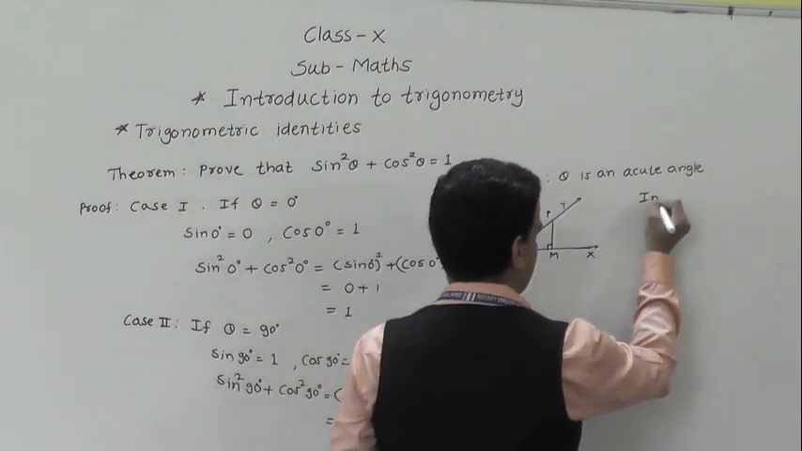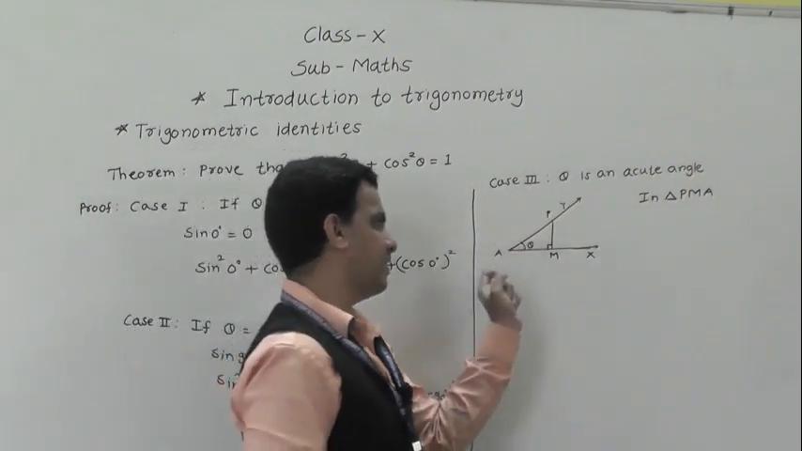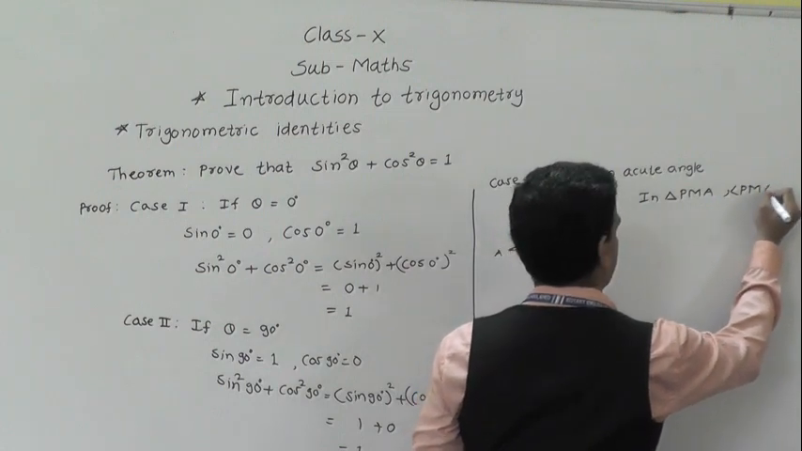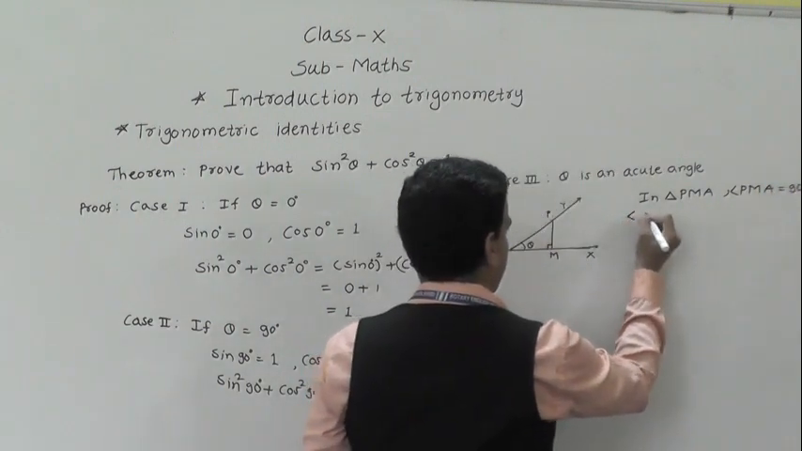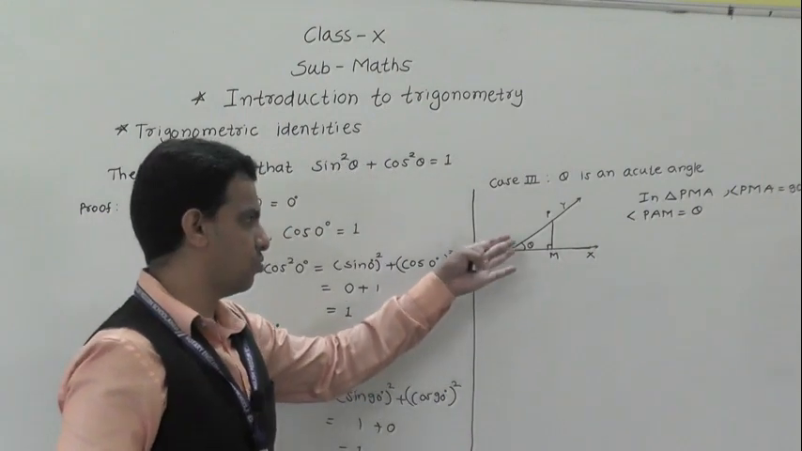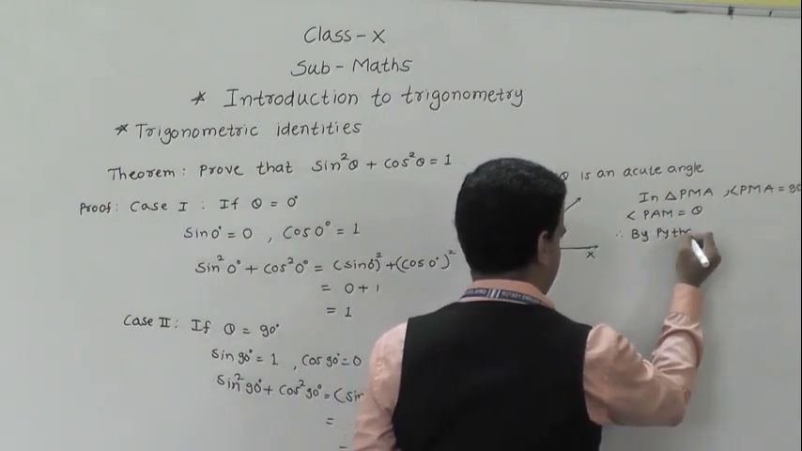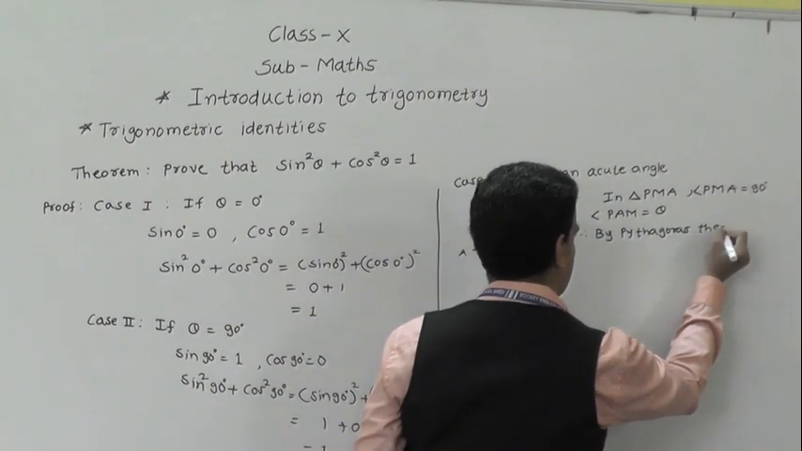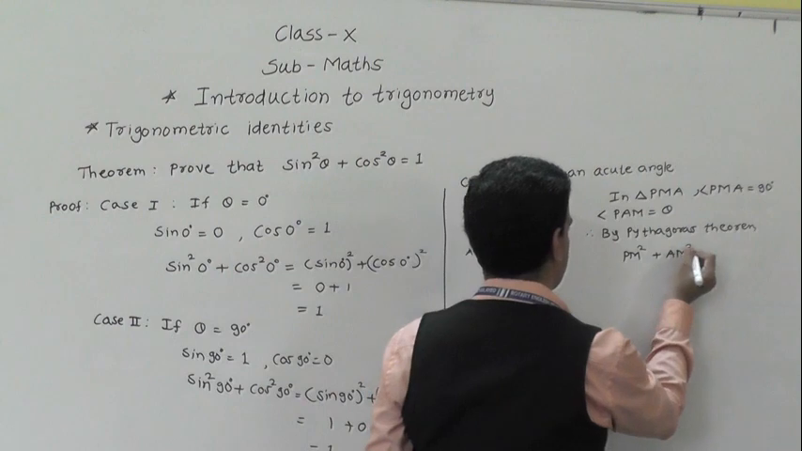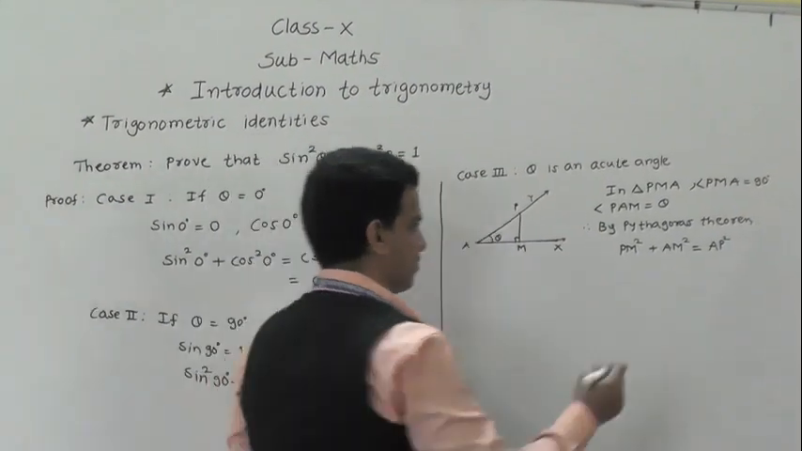Now in triangle PMA, angle PMA is 90 degree and angle PAM is theta. So this is a right triangle, so here we are using Pythagoras theorem. Therefore, by Pythagoras theorem, what we have is PM square plus AM square is equal to AP square. So this is equation 1.